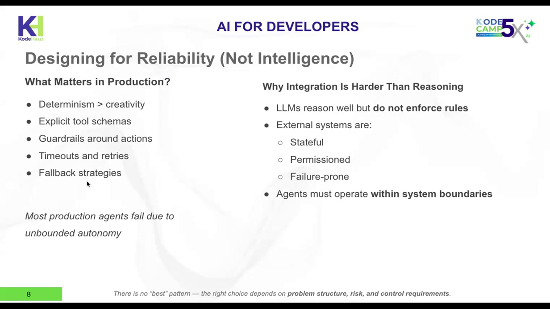So you see here that it says most production agents fail due to unbounded autonomy. So you cannot just give an agent unbounded autonomy, where it does whatever it likes without guardrails, right? And without very clear directions on what to do, including things like explicitness in schemas, right? Because when you give it unbounded autonomy, it may begin to hallucinate, go off track, and actually fail to do what it needs to do.